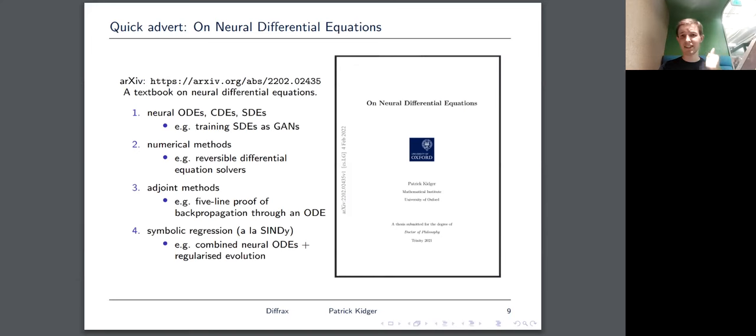And then things like symbolic regression. Those of you, especially coming out of engineering, you're thinking of something like SINDy. Actually, we can do a lot better than SINDy. We've got ways to combine neural ODEs and regularized evolution. Again, new material in the thesis, and hopefully interesting as a textbook as well.